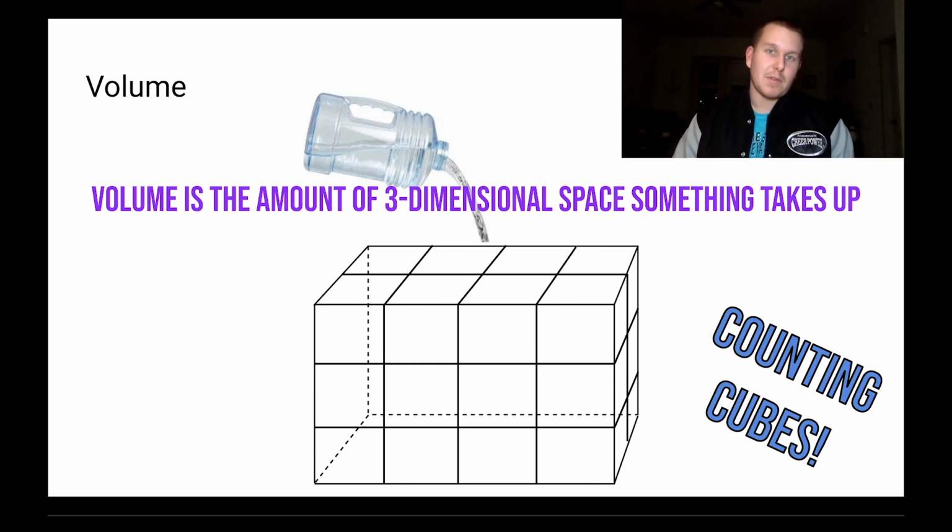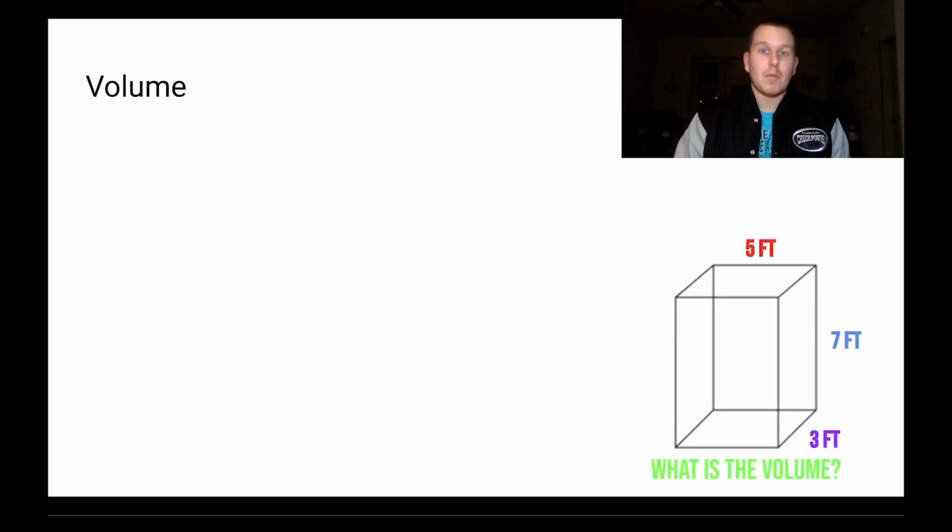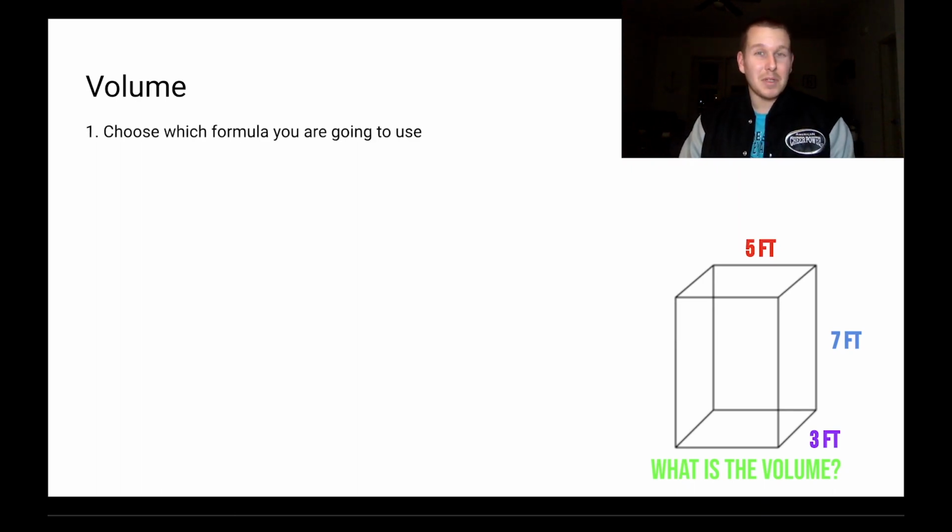Let's go through the steps for finding volume. So we have a problem here on the side where we're going to try to find the volume. Step 1, choose which formula you're going to use. This seems a little familiar from what we were doing for perimeter and area. You're going to see the steps are pretty much the same. So the formula that we're going to be using is V equals length times width times height. You might also see on your star chart one that says V equals big B times H. We'll talk about that a little bit later. But for now, let's use length times width times height.